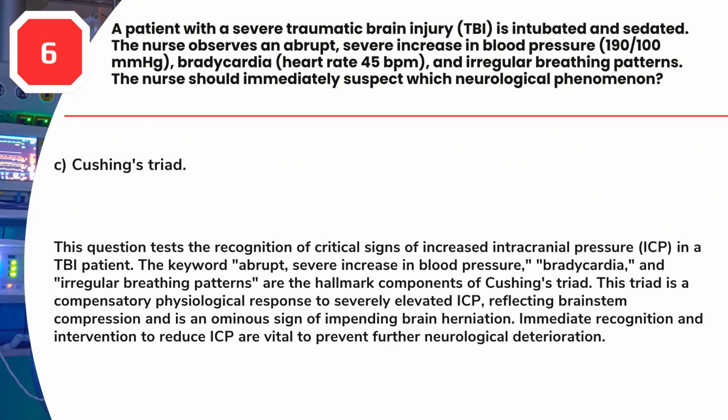Answer, C. Cushing's triad. This question tests the recognition of critical signs of increased intracranial pressure, ICP, in a TBI patient. The keywords abrupt, severe increase in blood pressure, bradycardia, and irregular breathing patterns are the hallmark components of Cushing's triad. This triad is a compensatory physiological response to severely elevated ICP, reflecting brainstem compression, and is an ominous sign of impending brain herniation. Immediate recognition and intervention to reduce ICP are vital to prevent further neurological deterioration.